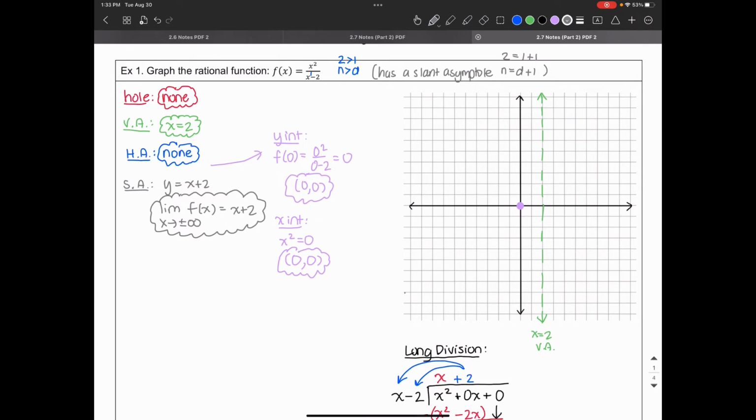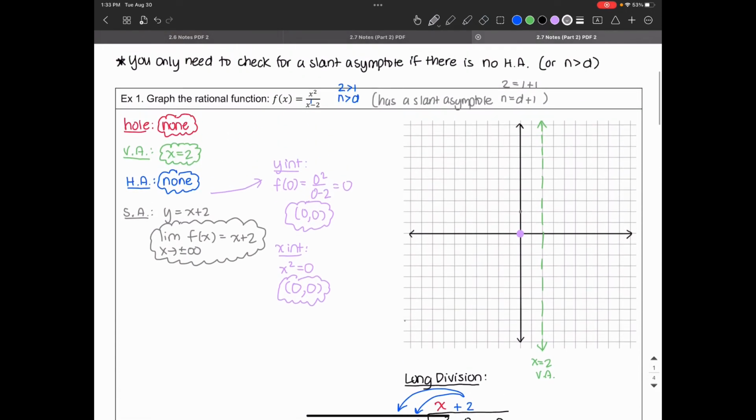So I'm just going to draw a dotted line. I'm going to start at my y-intercept, which is 2, and then I have a slope of 1 over 1, so I'm going up 1, to the right 1, up 1, to the right 1, and I'm just going to draw this dashed line. And I'm going to continue that pattern in the opposite direction as well. So left 1, down 1, left 1, down 1. And this is what my line will look like. So this is my slant asymptote.